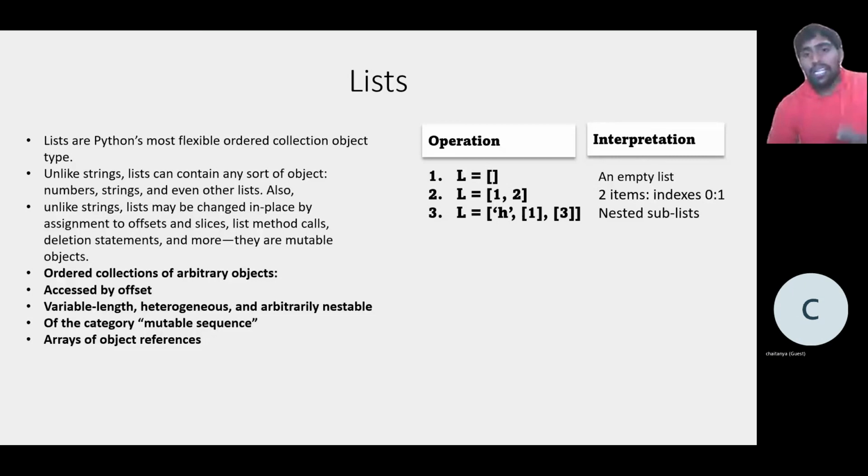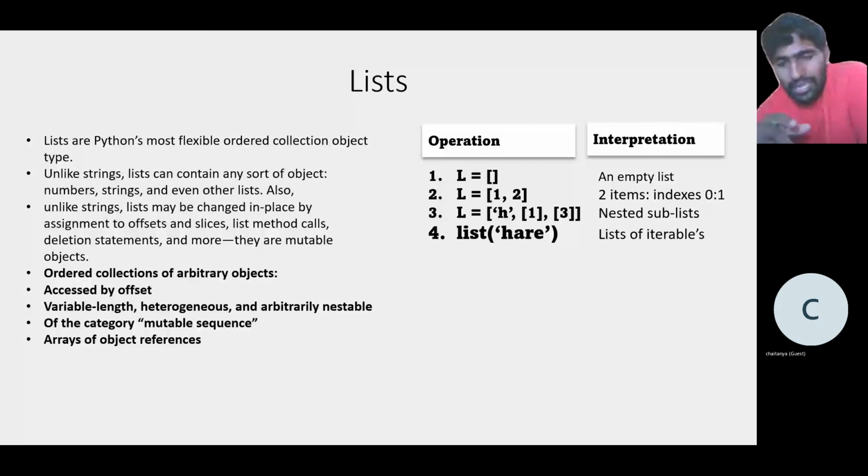Nested sublist. The names are also important because as you start writing programs and working on projects within a team, how do you communicate? You need a name. That's the reason we are discussing nested sublist. And this is a list of iterable: when you give list and any string, it will make it h, comma, a, comma, r, comma, e. Clear?